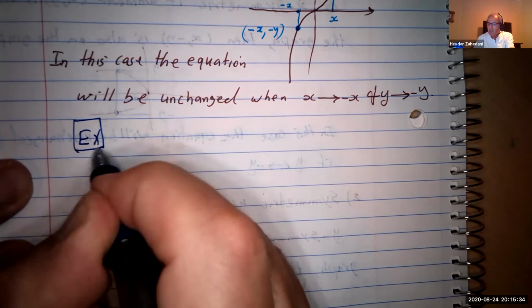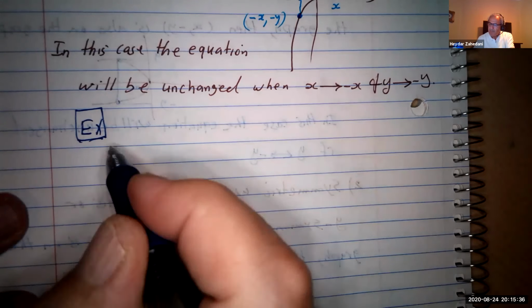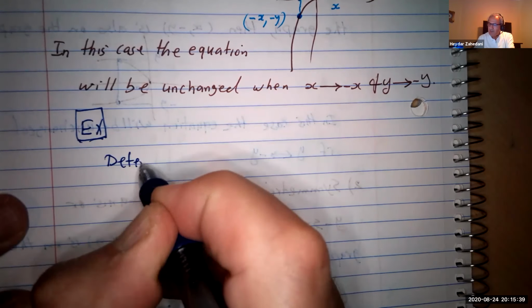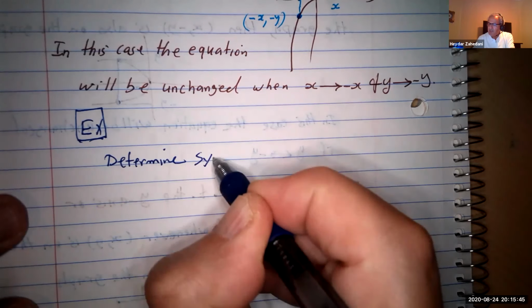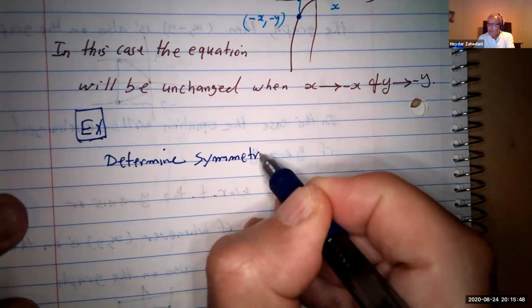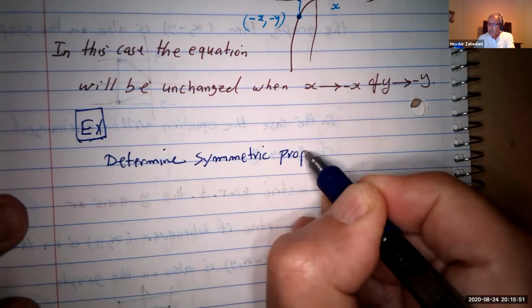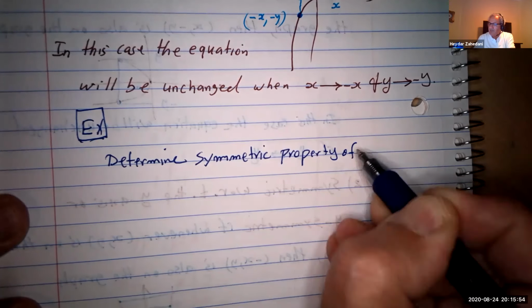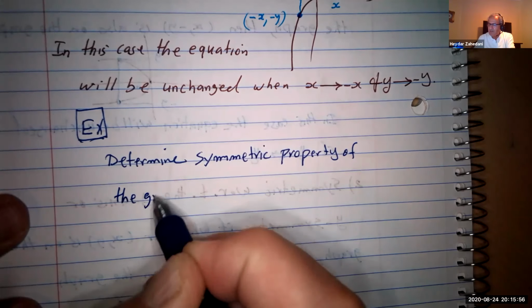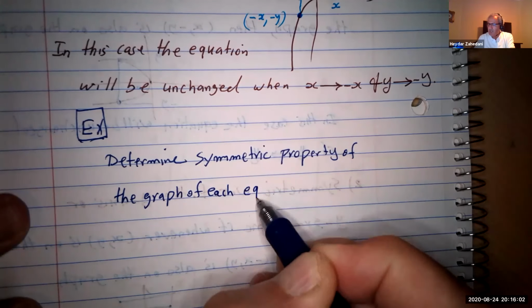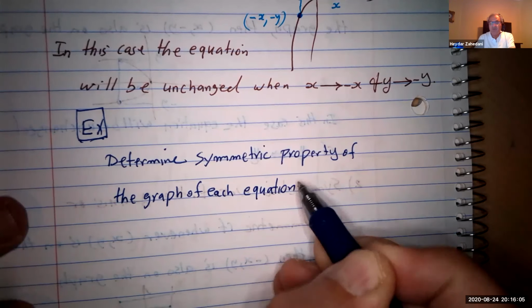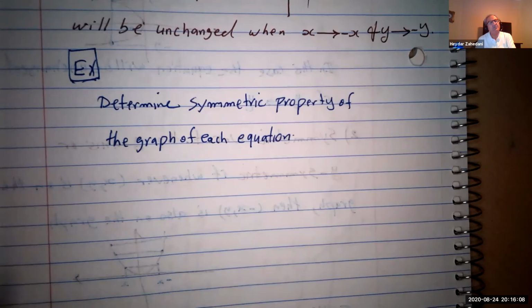Officially, this is your first problem in this course. Determine the symmetric property of the graph of each equation. When we say symmetric property, there are only three symmetric properties that we talk about: x symmetric, y symmetric, and origin symmetric. These three only.